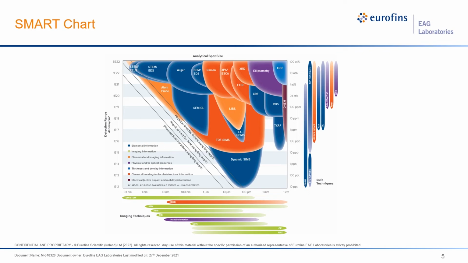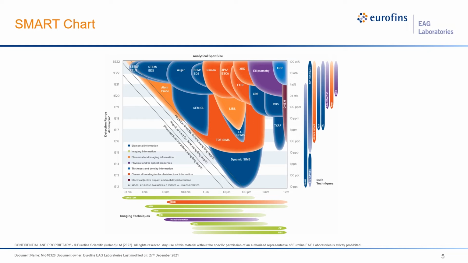So to illustrate the specific techniques we'll be working with today, I would like to use the EAG SMART chart. SMART is an acronym for Spectroscopy, Microscopy, Analytical Resolution Tool. This concise visual reference tool is useful for comparing analytical techniques, detection limits, and analytical resolutions for numerous material characterization techniques. These encompass all of the trace and ultratrace techniques we'll be discussing today.